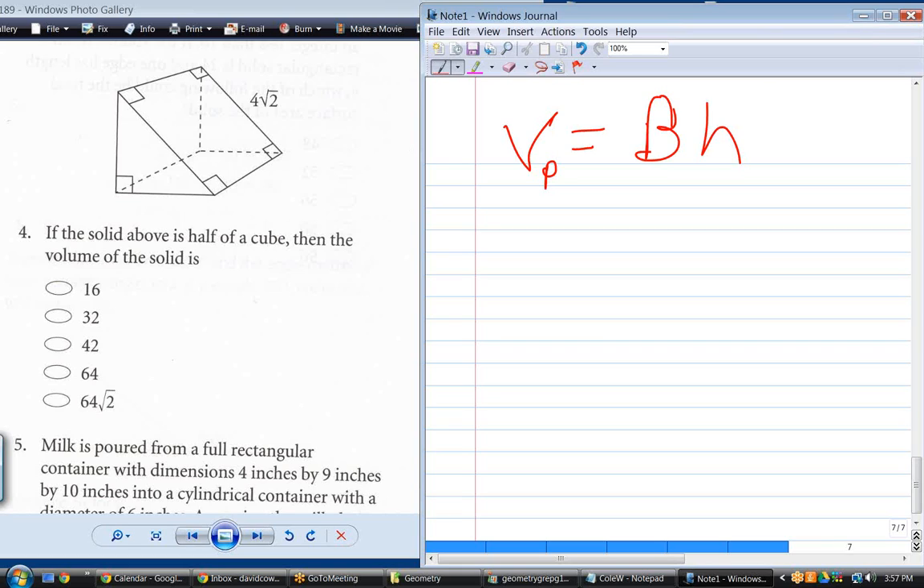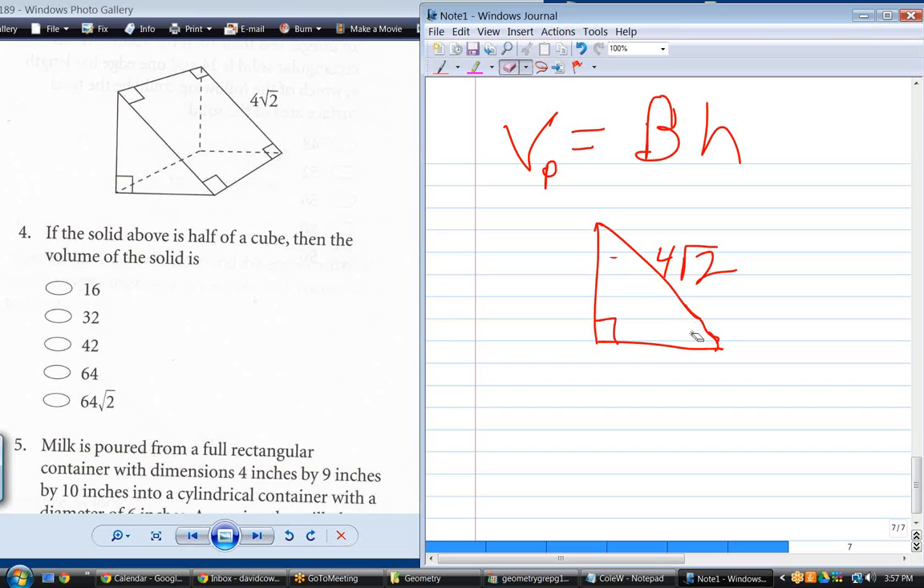The hypotenuse of the triangles is 4 times the square root of 2. And it's half of a cube. Yeah. So what does that mean about each triangle? In other words, ultimately we have to figure out the area of this triangle. What are these angles if that's half of a cube? What are 1 and 2? 45 degrees. Yeah, they have to be.